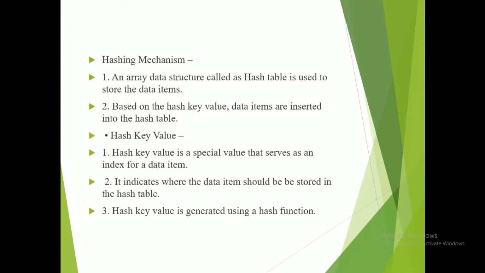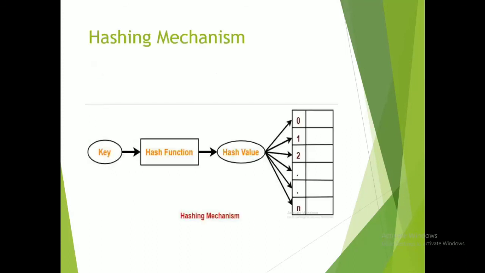Hashing mechanism. In an array data structure called a hash table, data items are stored. Based on the hash value, data items are inserted into the hash table. Hash key value is a special value that serves as an index for a data item. It indicates where the data item should be stored in the hash table. The hash key value is generated using a hash function. Hashing mechanism: key value, hashing function, and hash value.